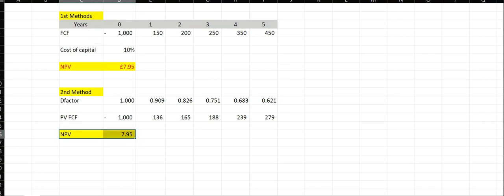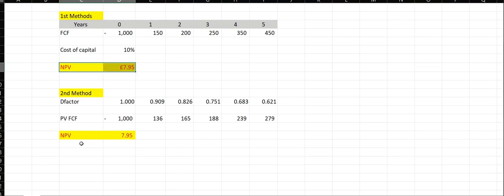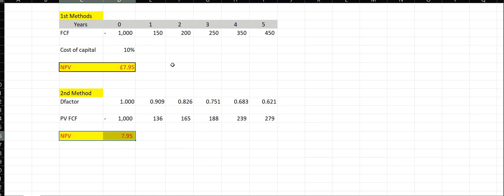Okay, so these are the two methods where you can calculate the net present value. In the formula method, what we did, we used the NPV formula and we took the rate and the present value of the subsequent cash flows. Then to that cash inflows, we added the current year cash outflow, which is minus 1000. So thereby we arrived at a net present value of 7.95.